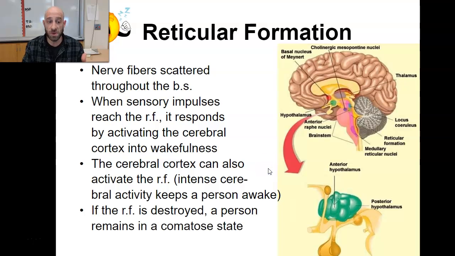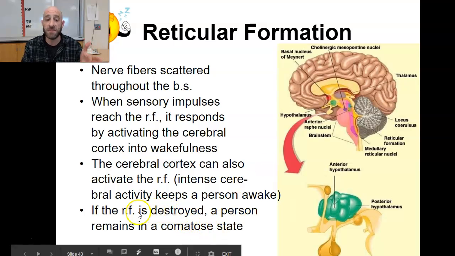So we're going to finish up here, and the idea, and I already said this, if that reticular formation is destroyed, that person's going to be in a coma. And they're in a coma for as long as that reticular formation is not functioning.